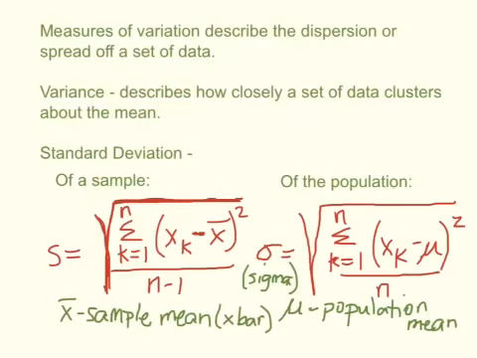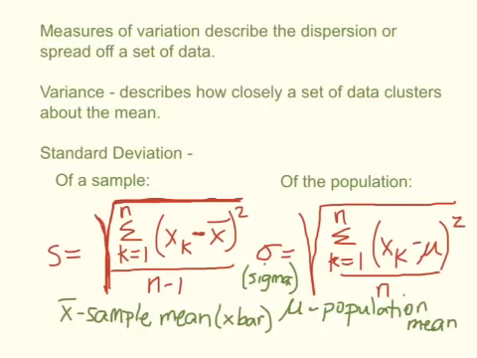And the last two measures are measures of how spread out the data is. Measures of variation describe the dispersion or the spread of the set of data. Variance is one of those. It describes how closely a set of data clusters about the mean. And another measure of variation is standard deviation. It's actually a calculation. And the calculation goes this way.